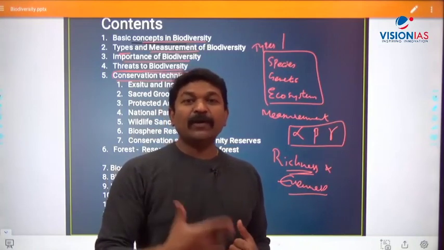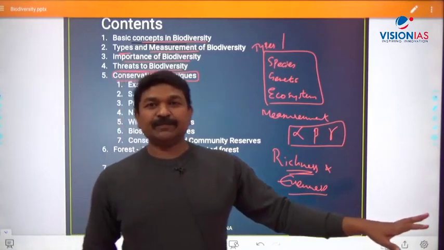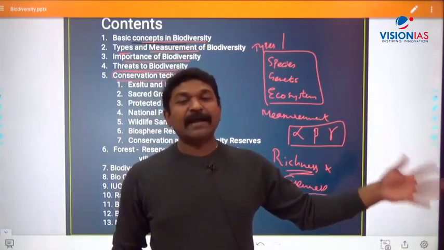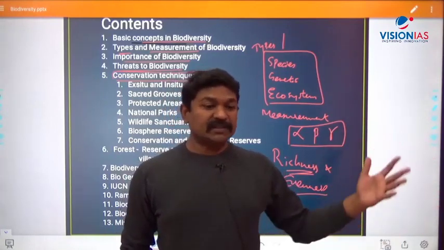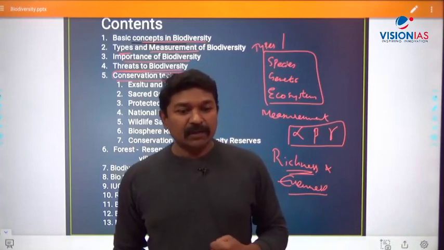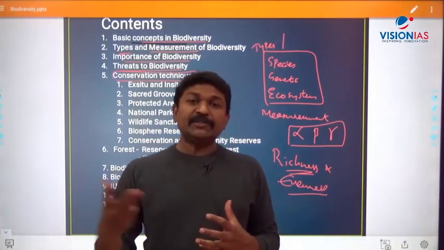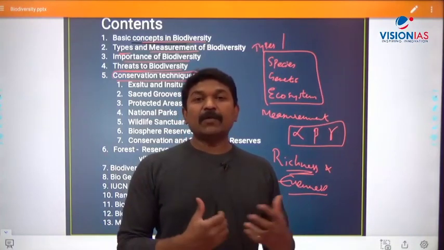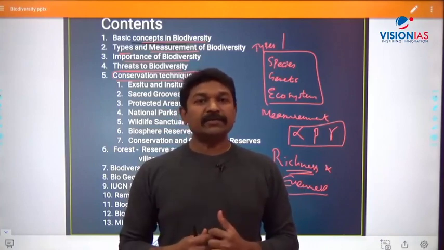Within this, we discussed ex situ conservation in the previous class, day before yesterday. Ex situ conservation is done through botanical gardens, zoological parks, cryopreservation, and seed banks. Then we discussed in situ conservation. Within in situ, we came across sacred groves. We discussed a number of sacred groves. There are thousands of sacred groves in India.